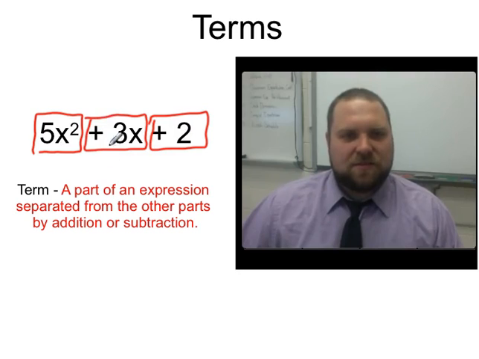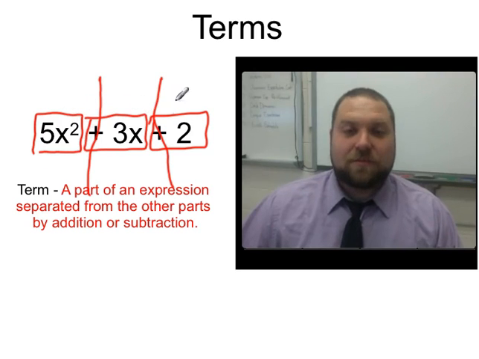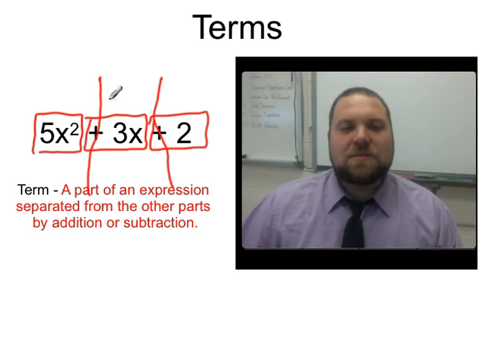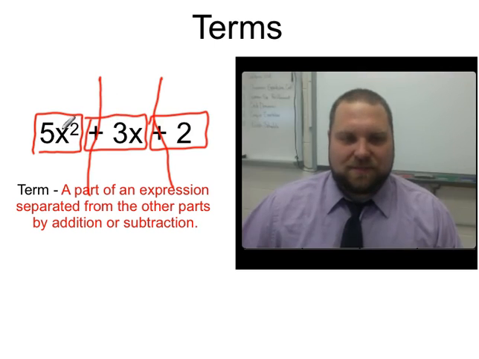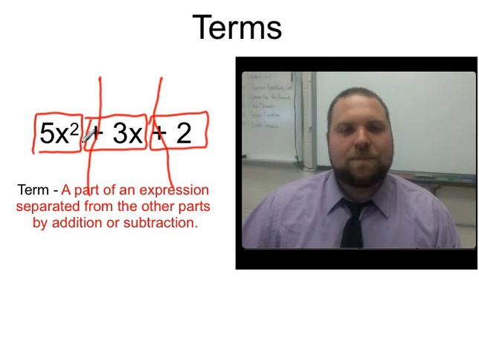You can see there are two plus signs here. And if I think of each plus or minus sign as being a wall, I can see that wall divides this into three separate sections. Each one of those sections is called a term. And so if I need to identify the 3x, I would say that's the second term. It's the term that comes second when you go left to right.